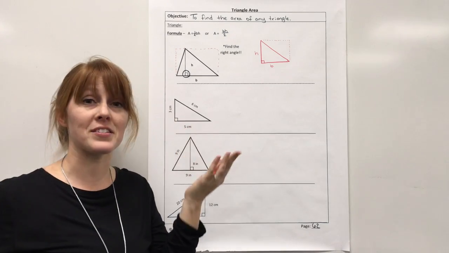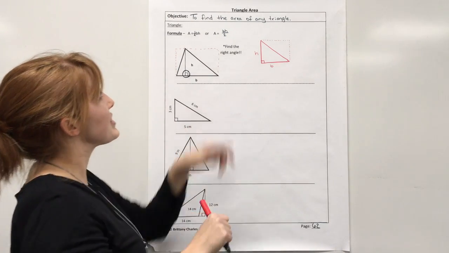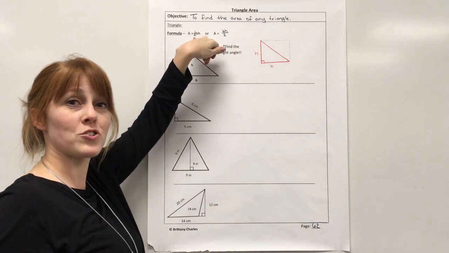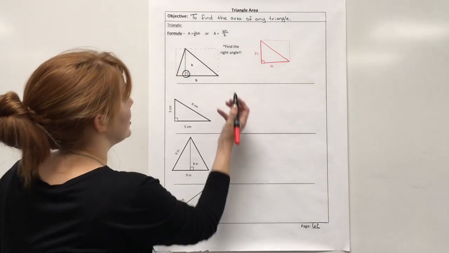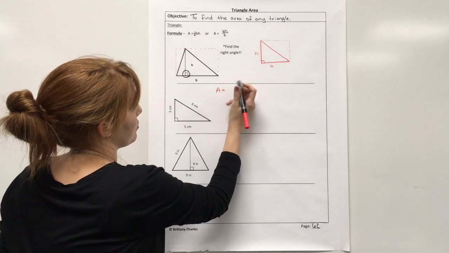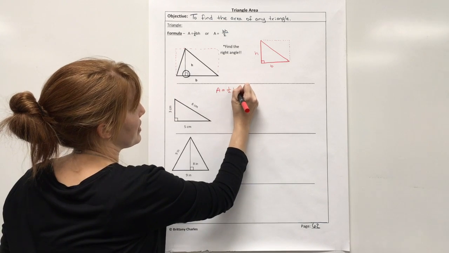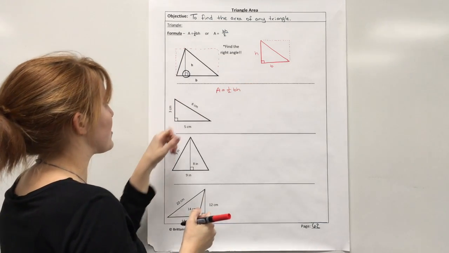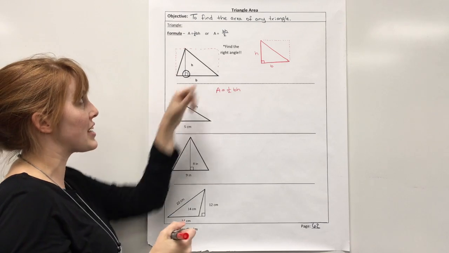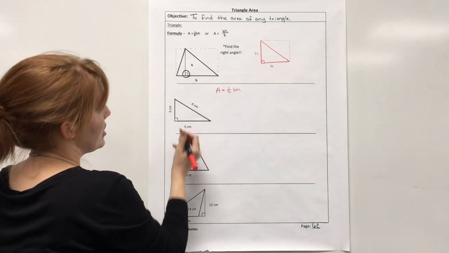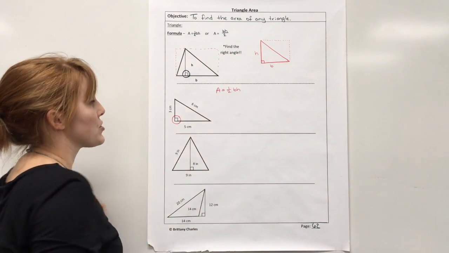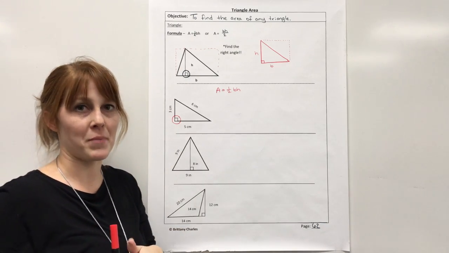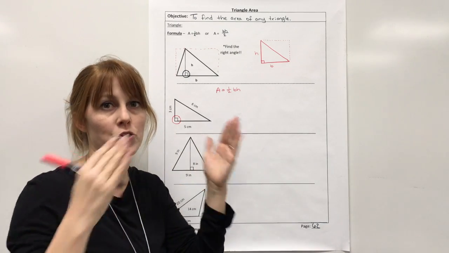Okay, so let's try this out. You're going to see this formula on your formula chart, so we're going to practice using this one. Area equals 1/2 base times height. All right, so if I look here, first thing I need to do is find the right angle. So here's the right angle. So that tells me what my base and my height are. Whatever are touching those is your base and your height.